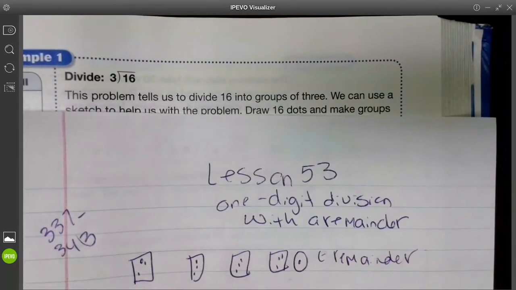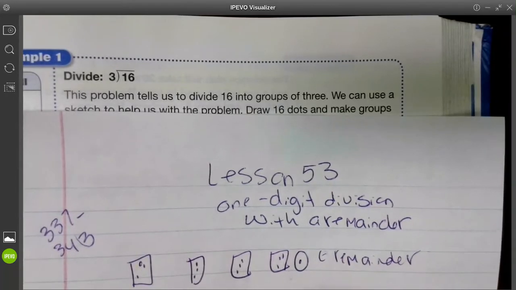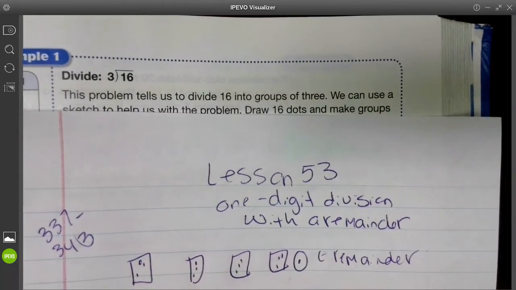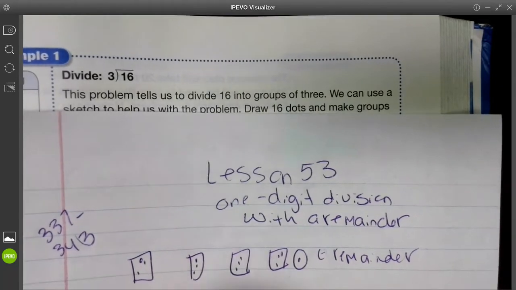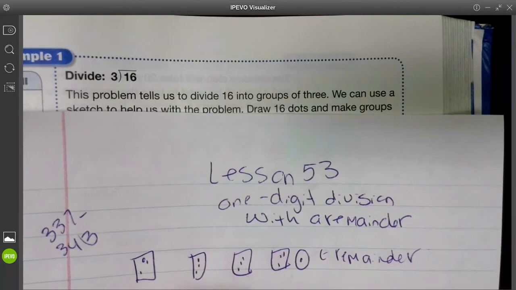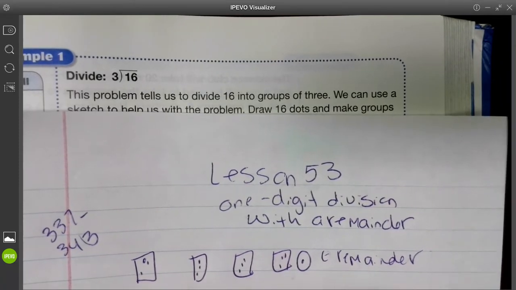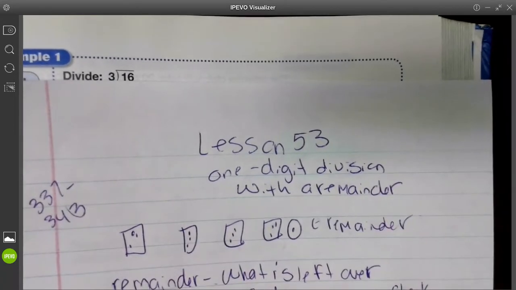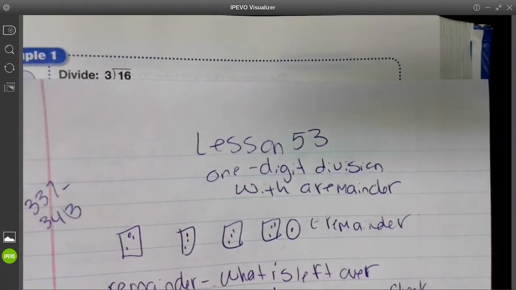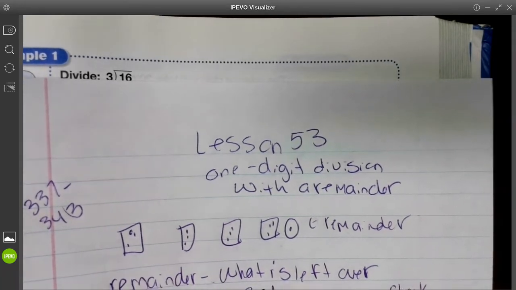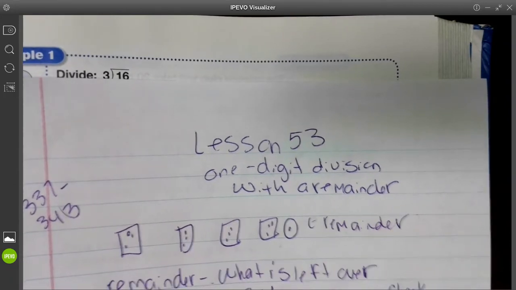So we're going to put 16 dots in these 3 groups. So I'm on 6, 7, 8, 9, 10, 11, 12, 13, 14, 15. We got 1 extra. Okay, so to write that like a division problem, you would put 16 divided by 3, so it looked like this.